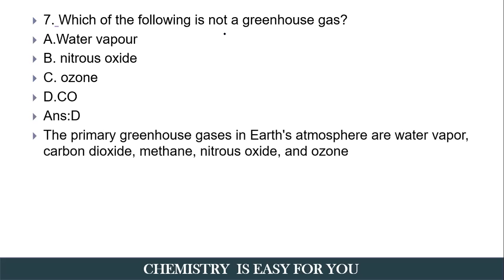The primary greenhouse gases in Earth's atmosphere are water vapor, carbon dioxide, methane, nitrous oxide, and ozone. Please keep these primary greenhouse gases in mind. CO is not a primary greenhouse gas. The primary greenhouse gases in Earth's atmosphere are water vapor, carbon dioxide, methane, nitrous oxide, and ozone.